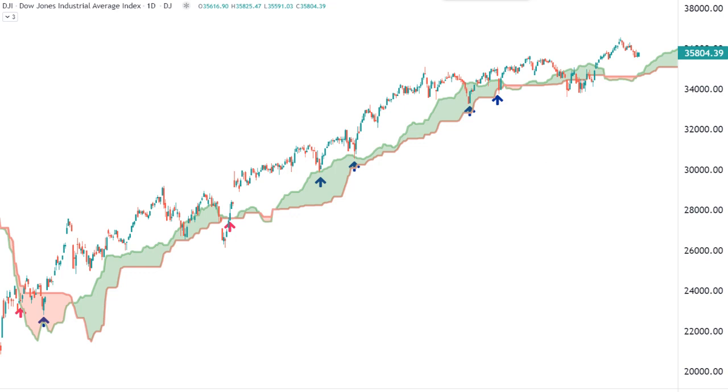This happens to be on the Dow Jones Industrial Average. Like I said, you can use this on any security. It even works on Forex. It can work on futures. It can work on stocks. And as you saw, stocks in different countries as well.